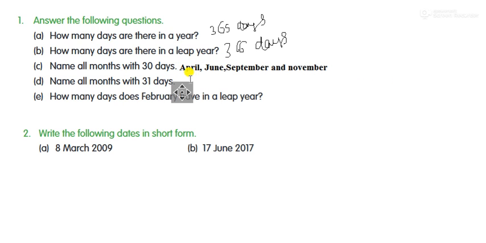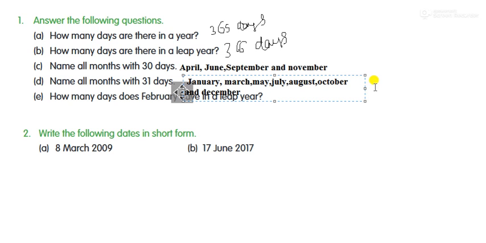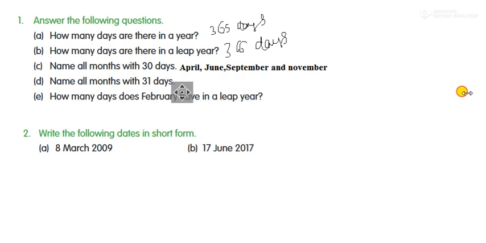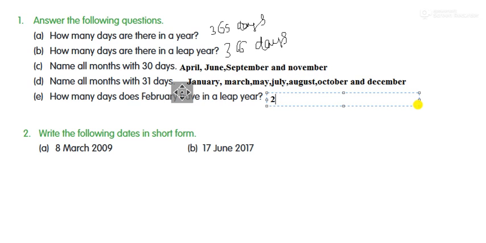Name all the months with 31 days. So here, January, March, May, July, August, October and December. How many days does February have in a leap year? So it's 29 days.